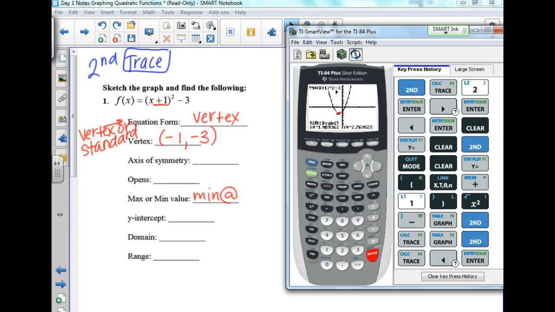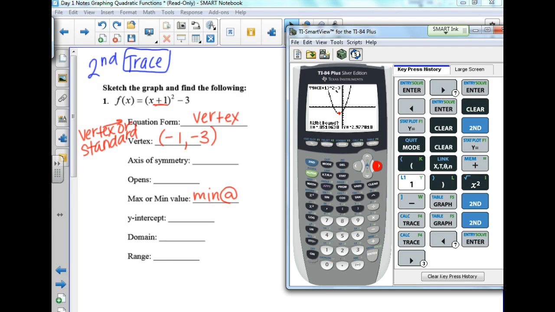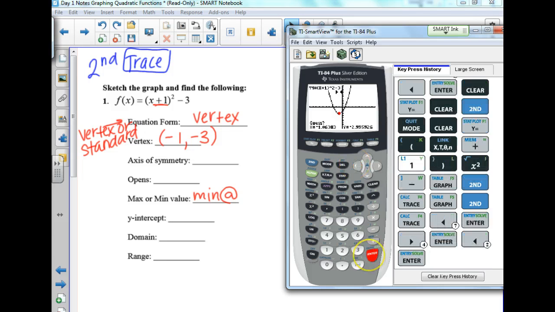So arrow to the left. Number 3, minimum. Now left bound. Right now you're to the right of it, so arrow to the left. Then you'll arrow to the right for right bound. Press enter. Then it's going to guess and tell you where that point is. So we go a little bit to the left, a little bit to the right, and then it says guess. I just try to go right to it and press enter.